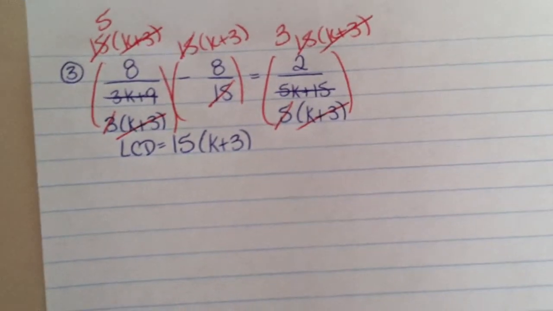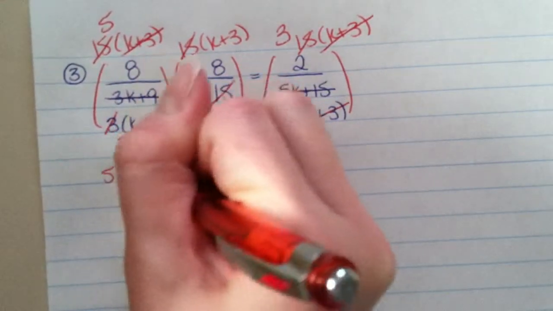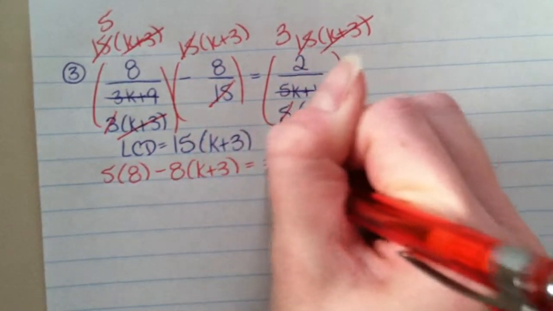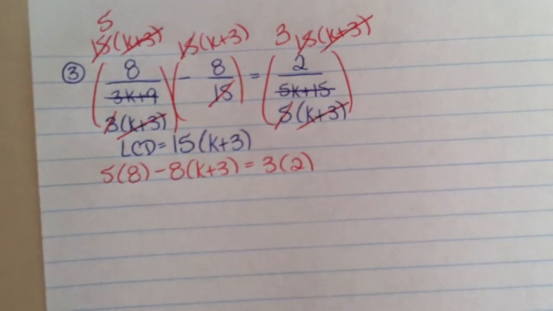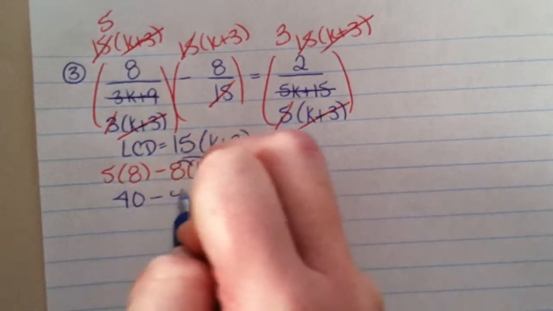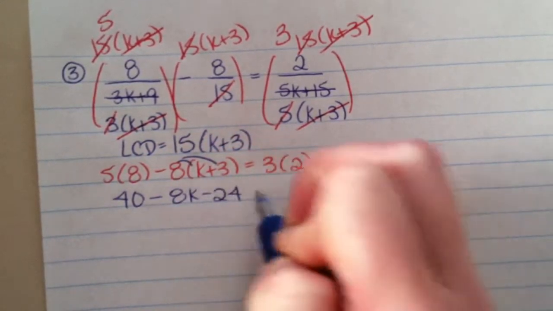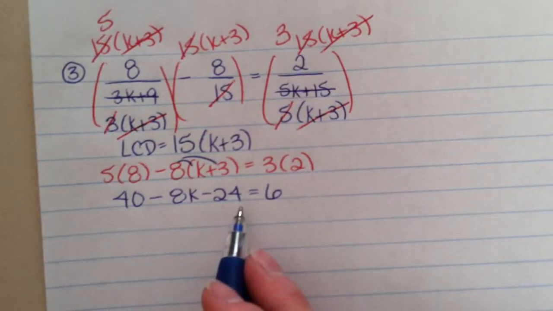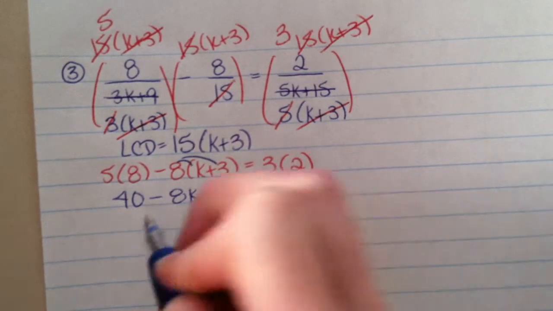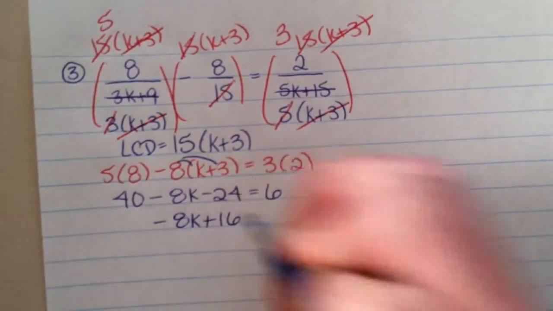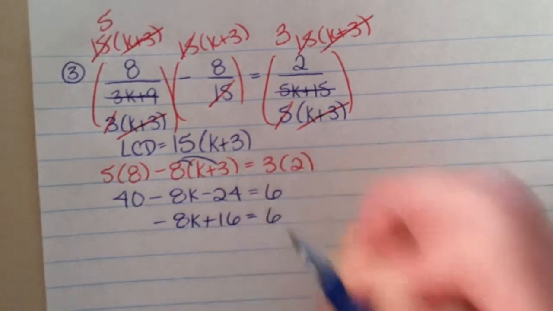So my new equation now is 5 times 8 minus 8 times k plus 3 equals 3 times 2. Distribute. So 40 minus 8k minus 24 equals 6. 40 minus 24 can be combined. That leaves me with 16. So negative 8k plus 16 equals 6.